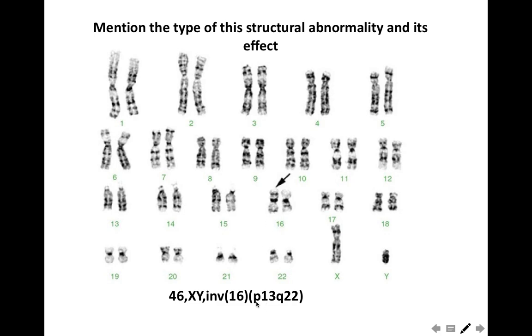And since it involves both the P arm and the Q arm, the centromere also moved in the segment that is inverted. So the type of inversion here is pericentric inversion.